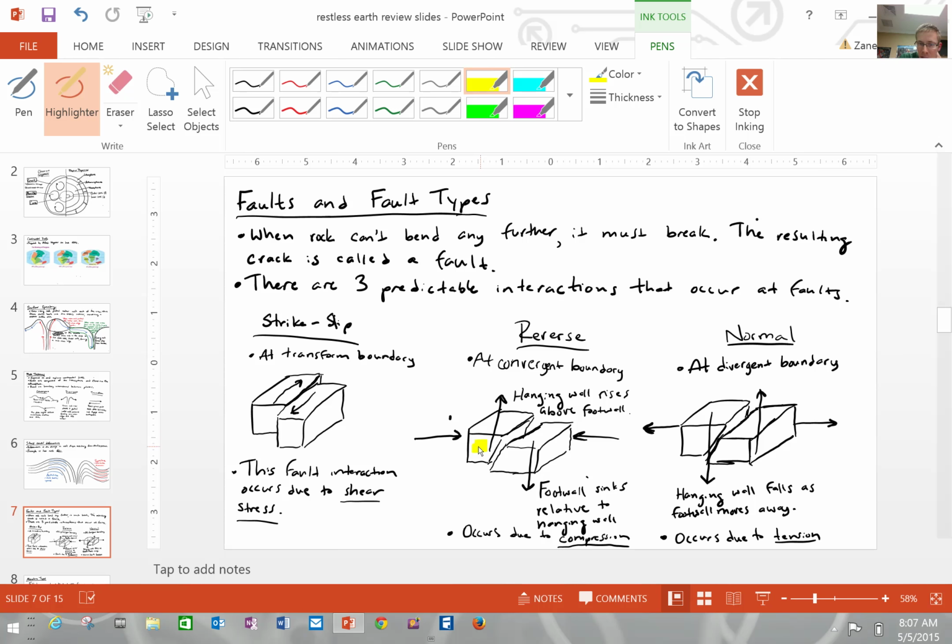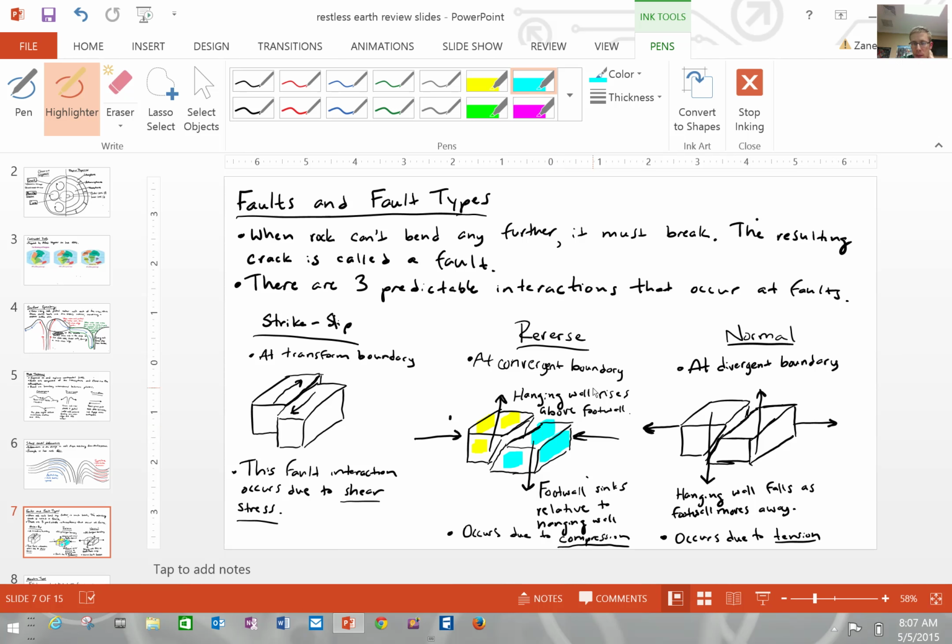So I'm going to see if I can mark this in yellow. See how this block kind of hangs out above the other block? In geology, we call that a hanging wall because it's hanging above the lower block. And then we have this block down here, which is just hanging out. It's kind of always below the hanging wall. We call this the footwall.